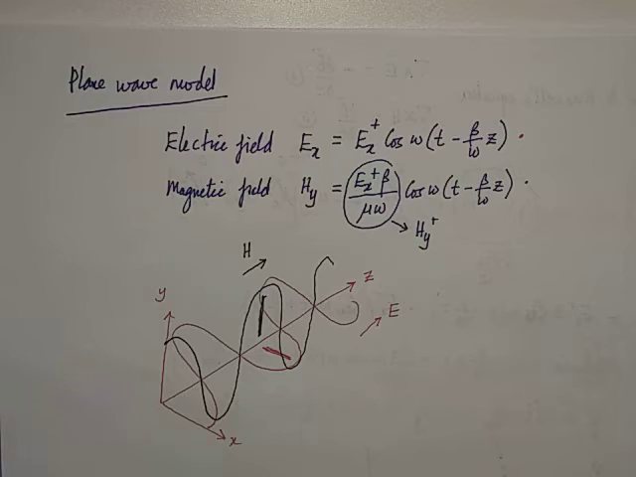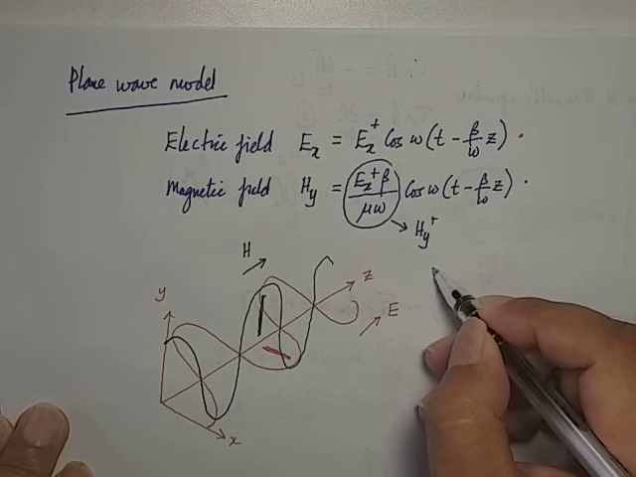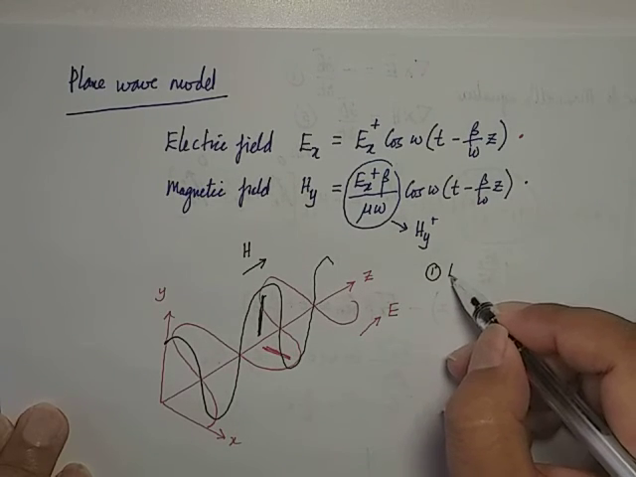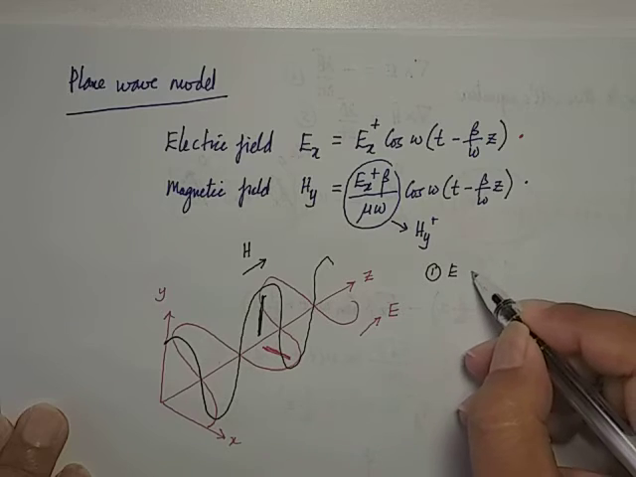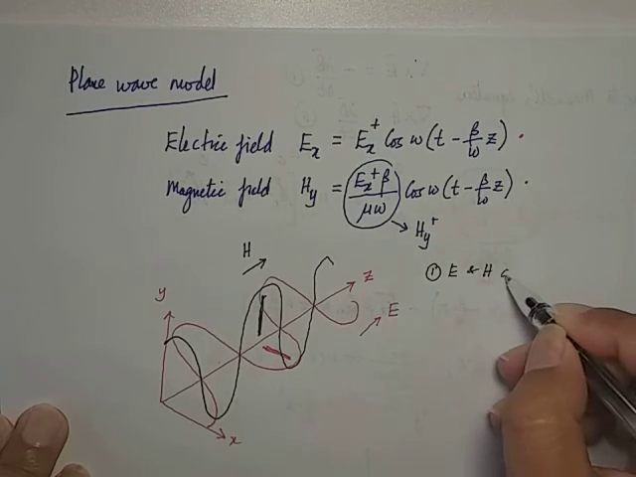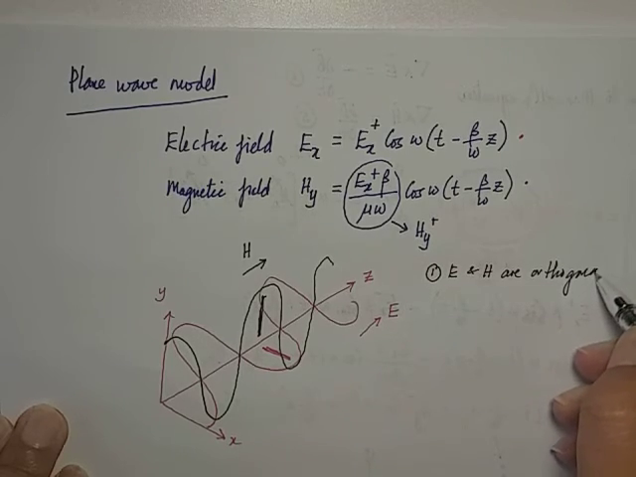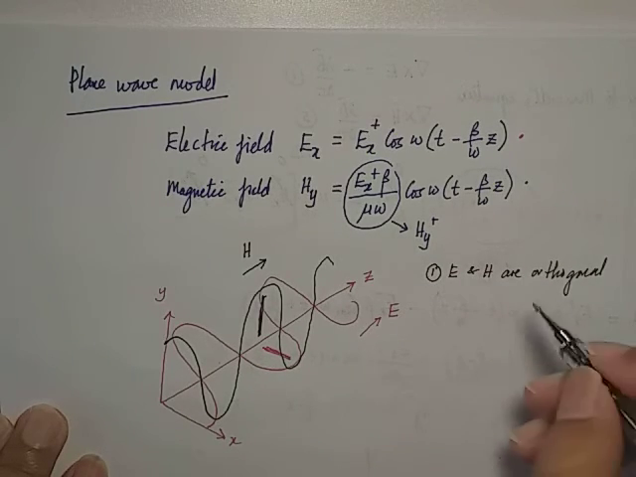So what I'm going to do now is re-summarize the spatial behavior of the plane wave. Okay, number one: the electric field E and H are orthogonal to each other.